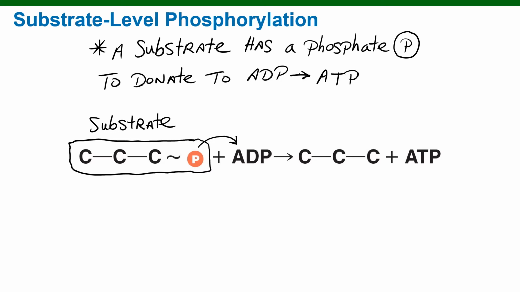And that's really all substrate level phosphorylation is referring to. Sometimes students can be confused by this term, but it's no more complicated than that. A phosphate is available on a substrate. It can be taken from that substrate and put onto ADP in order to make the ATP as an end product.